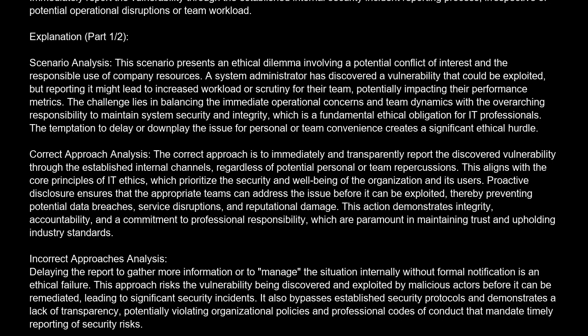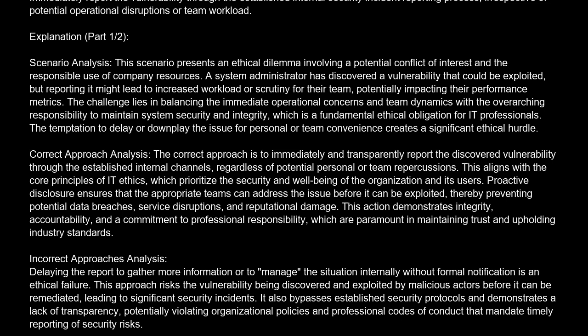Correct approach analysis. The correct approach is to immediately and transparently report the discovered vulnerability through the established internal channels, regardless of potential personal or team repercussions. This aligns with the core principles of IT ethics, which prioritize the security and well-being of the organization and its users.